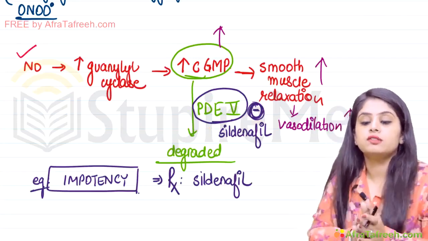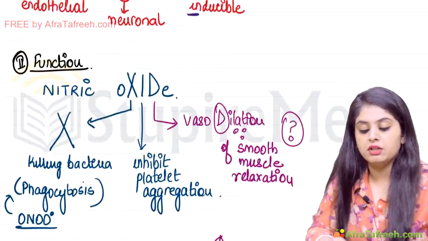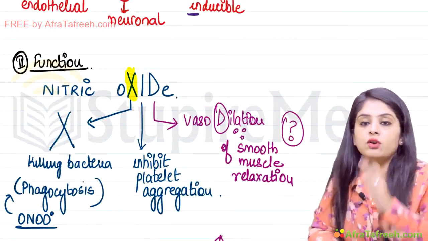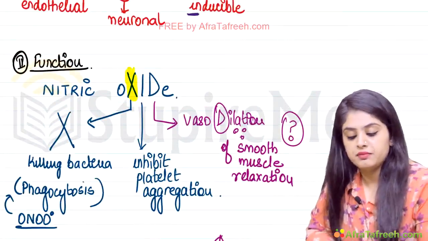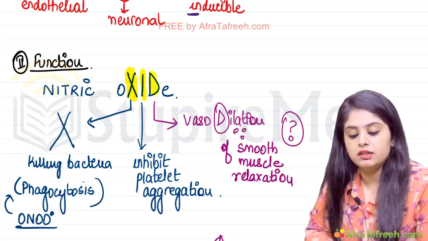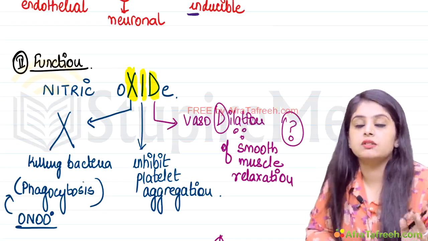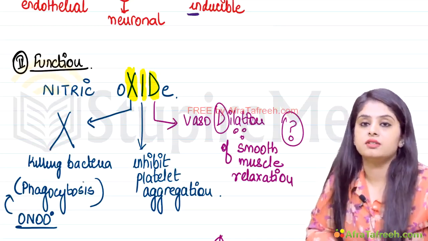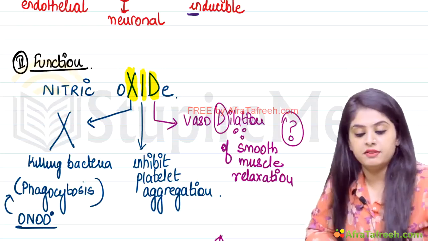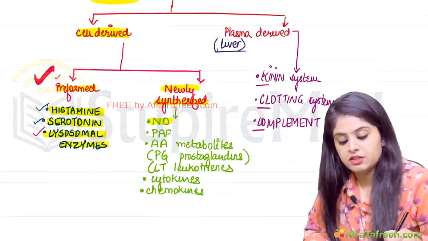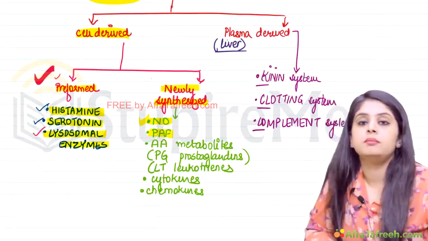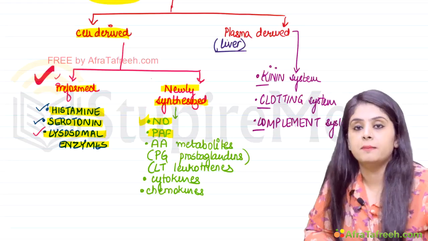So students, for nitric oxide, we've done a very important mnemonic. First, it is going to cause X or cross, kill the bacteria. Next, it is going to inhibit platelet aggregation. Third, it is going to cause vasodilation by smooth muscle relaxation. So this is the very first and the important mediator that we've done. We have finished with nitric oxide. Now let's go on to the next, that is platelet activating factor.